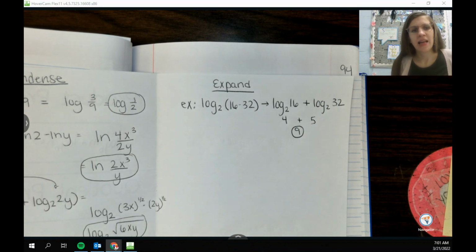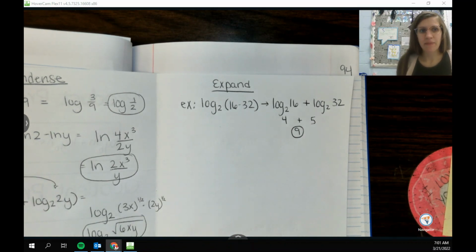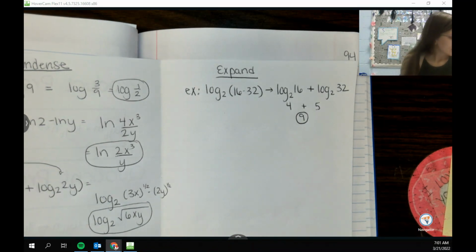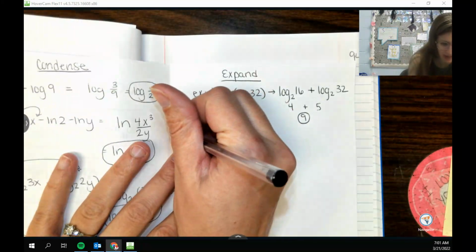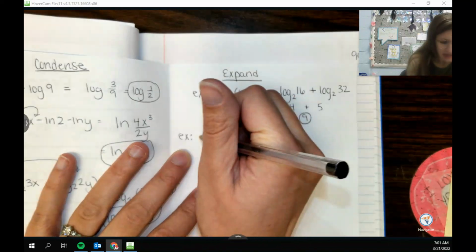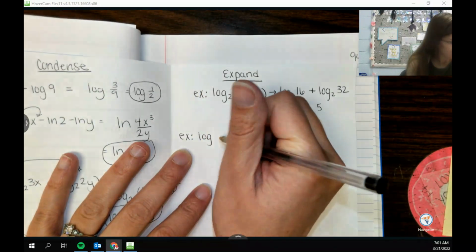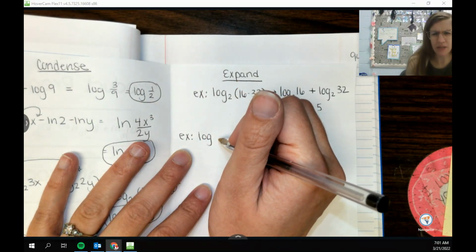So again, this is why using these properties can be a little bit helpful. Okay, so trying some more expanding ones where there's a little less math involved, more just playing with numbers.